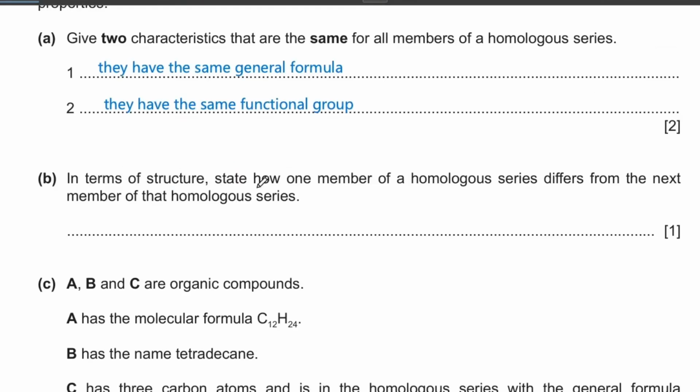In terms of structure, state how one member of a homologous series differs from the next member of that homologous series. So they differ by a CH2 unit, which means that if you draw the structure of the members, you see that they differ by CH2. For example, this is methane, this is ethane. You see the difference is the addition of one carbon from C1 to C2, and addition of two hydrogen from H4 to H6. So that's why we say they differ by this unit.